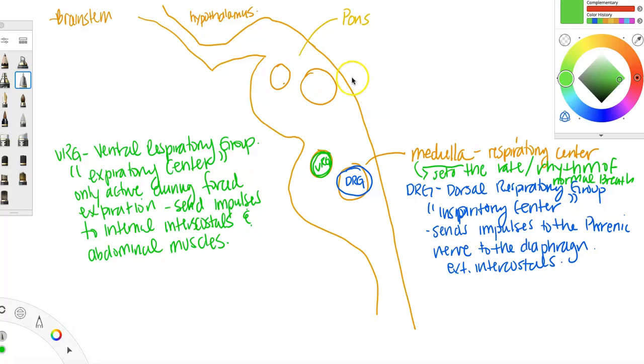All right. So the pons also has these two nuclei in them, and one of them is called the PC, and it is called the pneumotaxic center. All right, and it regulates breathing.